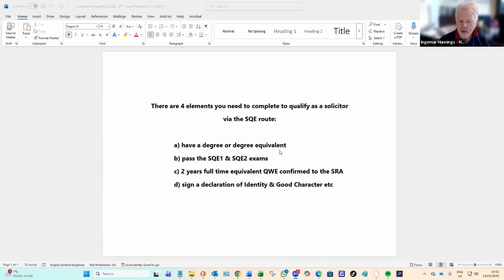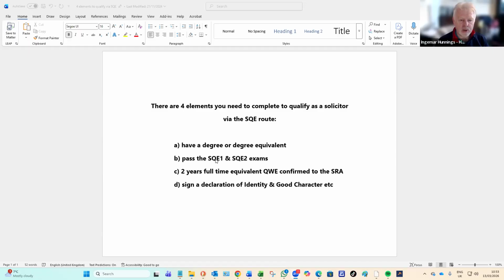Okay, so a degree or degree equivalent, please note that it is not a law degree that is required. It's degree or degree equivalent, could be in any subject. The SRA uses, I think it's ENIC, some company anyway, to double check the equivalency of the qualification. You have to have that, that's it, but it doesn't have to be a law degree. So if a training company requires you to do a conversion course, that's their requirement, not the requirement of the SRA.